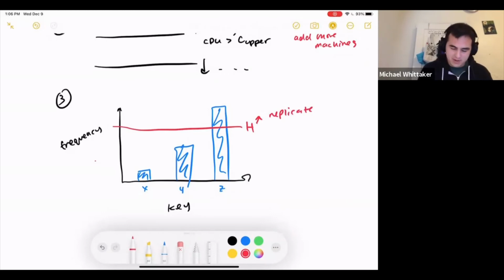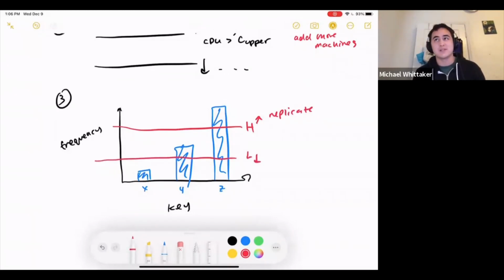If my access frequency falls below L, then my key used to be hot, but it's not hot anymore. So I'm going to unreplicate it. I'm going to consolidate my memory. So H and L handle our third situation of having to replicate and unreplicate hot keys.